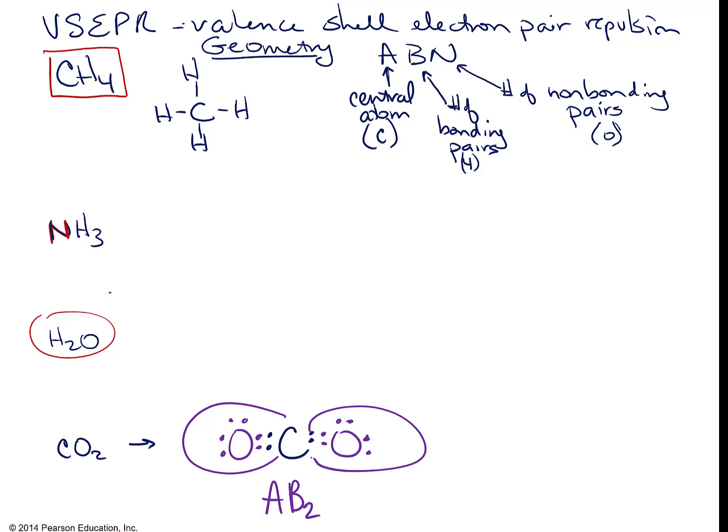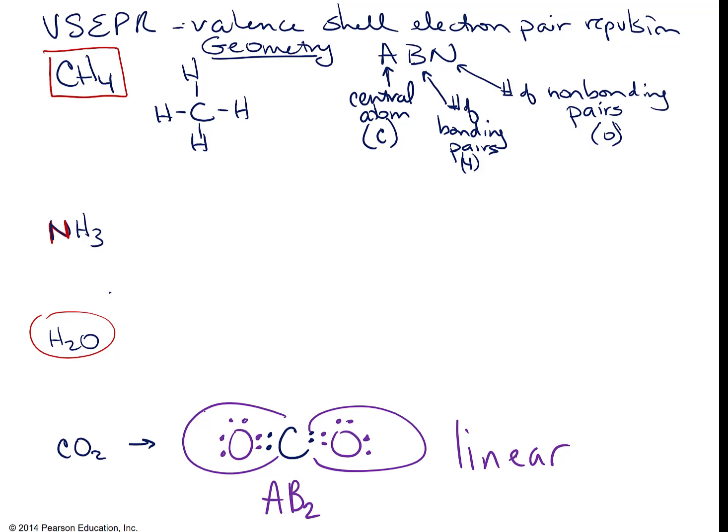If you have only two groups connected and they want to get as far apart from each other as possible, what's the furthest distance they can be apart? On opposite sides, which is exactly what that one looks like. See the carbon in the middle? See how the oxygens go to the opposite sides? There's double bonds to each oxygen. AB2 is going to create this 180-degree separation, and that's going to make something that is linear. Do you see how it looks like a line? So it goes straight across.